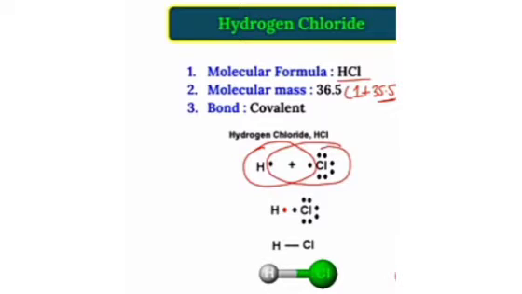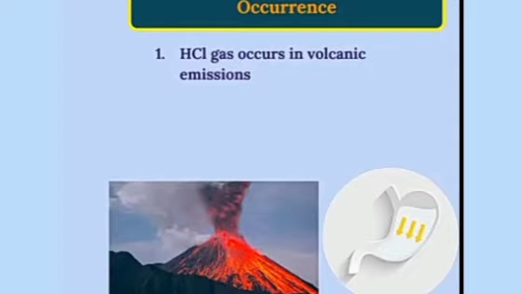But you know that hydrogen chloride is a polar covalent compound. Why? Because chlorine is a more electronegative element than hydrogen. So it will attract the electrons towards itself, and so it will get a slightly negative charge, and hydrogen gets a slightly positive charge. That is why it is formed as a polar covalent compound, right?